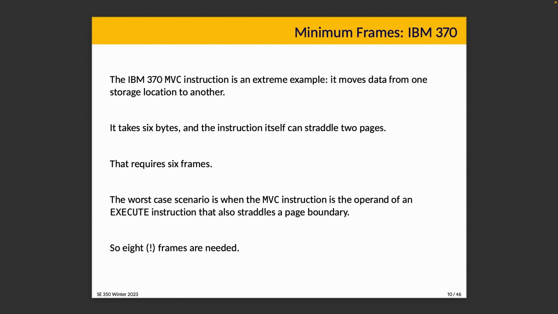And there's also, in the architecture, an execute instruction, which is a way of saying, go here and do something. And if the execute instruction is also straddling a page boundary, it requires 2 more. So 8 frames potentially are needed. Is that super likely? No, but it just gives you an idea that the actual architecture is the determining factor for what is the minimum number of frames that a process can get away with if it's going to successfully execute all of its instructions.